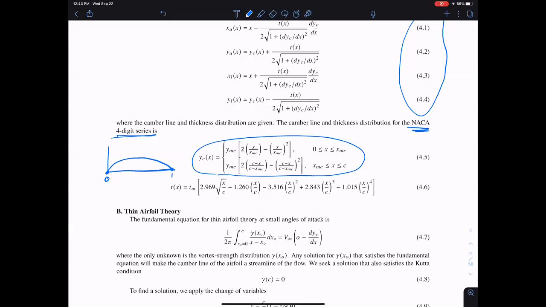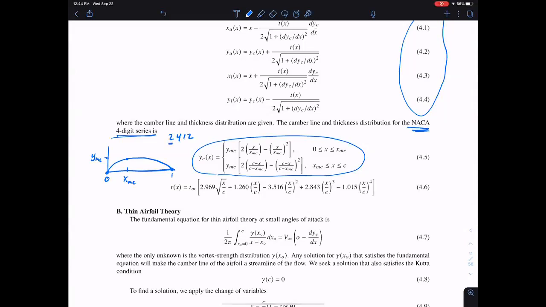And so the 4 digits tell us the location. So XMC is the location of maximum camber. I didn't draw this very well, but pretend like that's the location of maximum camber. And YMC is the value of the maximum camber at XMC, right? And that comes from these 4 digits. And then the last 2 digits. So for example, we're working on the 2412 airfoil.